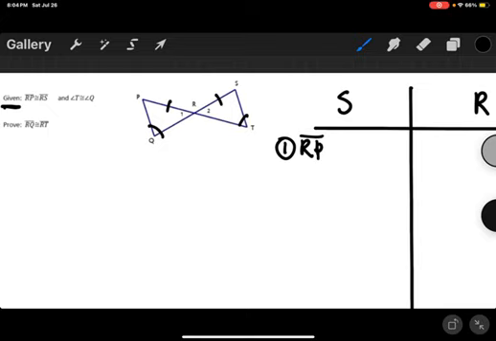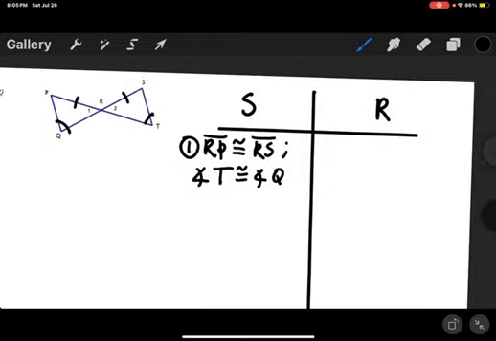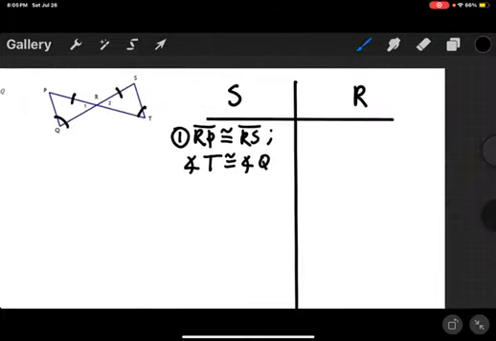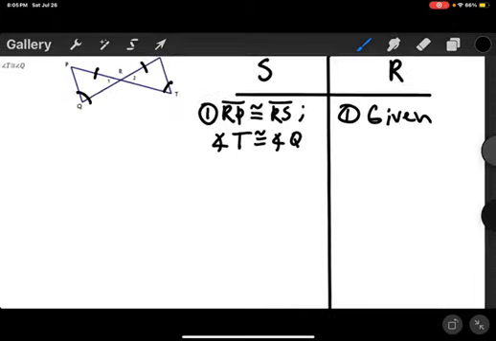RP is congruent to RS; angle T is congruent to angle Q. So our reason for that was that it is given information. You can just write given.